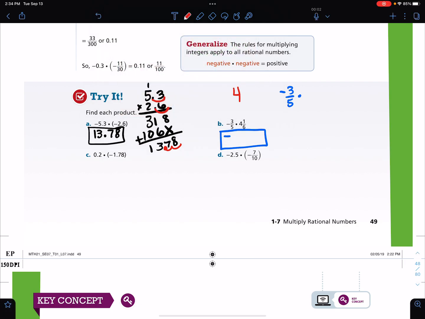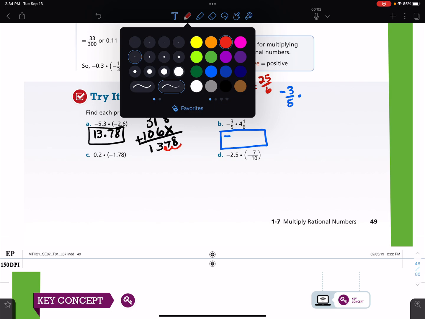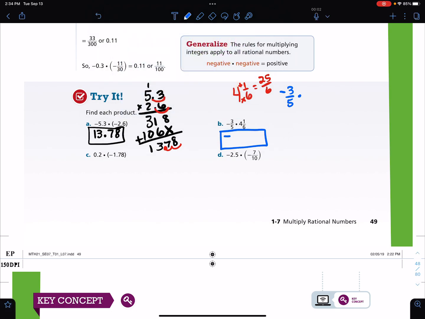That means 4 1/6. I have to do this. 4 times 6 is 24 plus the 1. So that will be 25/6. And I'll plug that back into the other side. So 25/6, and it's positive. So then I multiply across the top. I get 75. 5 times 6 is 30, and it's negative.